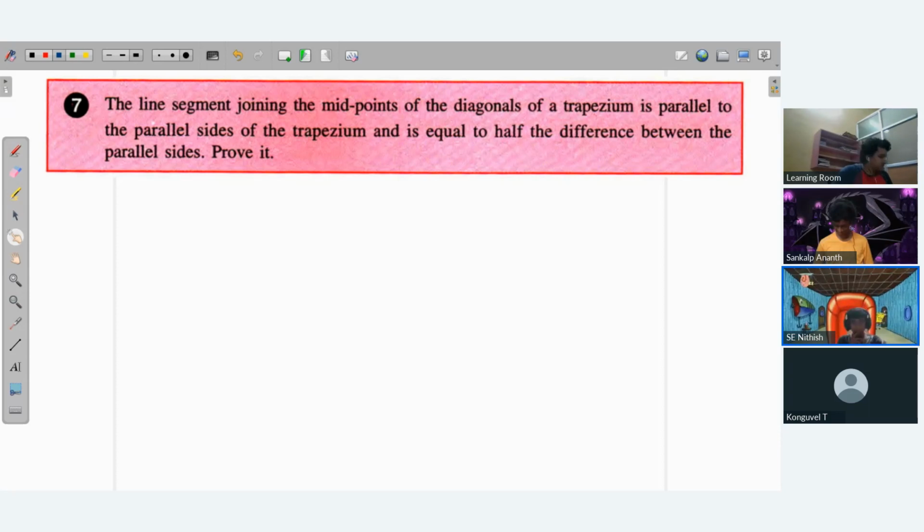Lines joining the midpoints of the diagonals. Okay, trapezium. So what are the diagonals? So the diagonals are equal, right, sir? Or that's not how a trapezium works, sir?